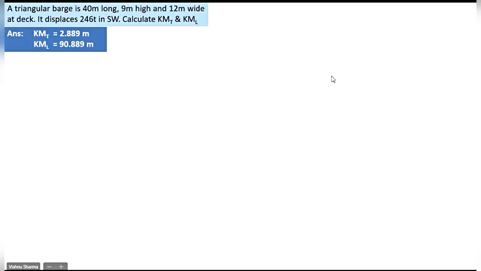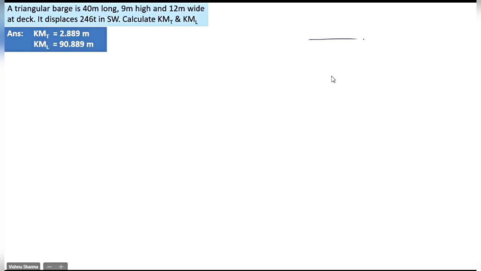Let's look at this one. A triangular barge is 40 meters long, 9 meters high, and 12 meters wide at the deck. It's not the same width all over, right? It displaces 246 tons in seawater. Calculate the KMT and AML. What are we talking about?